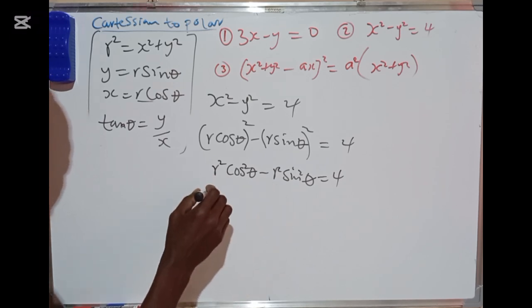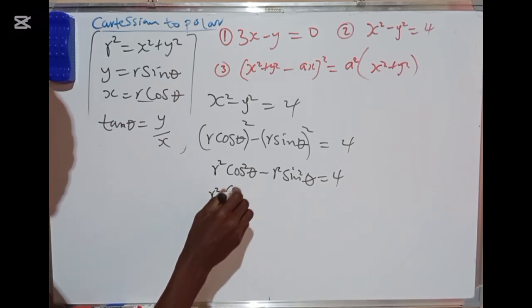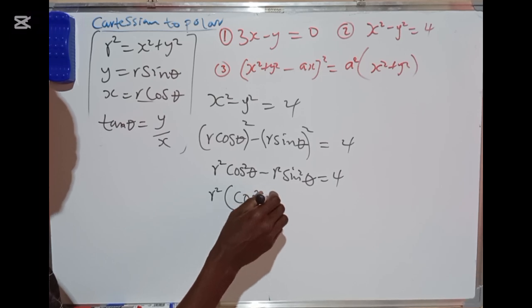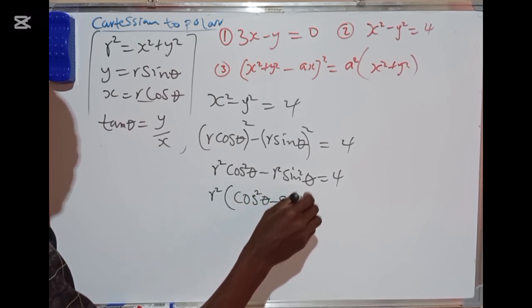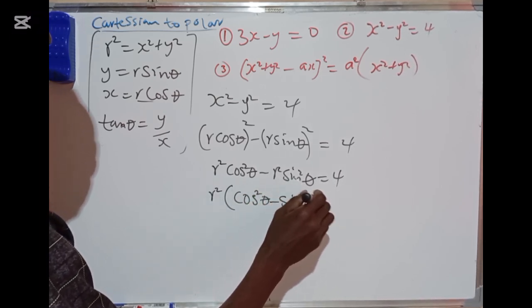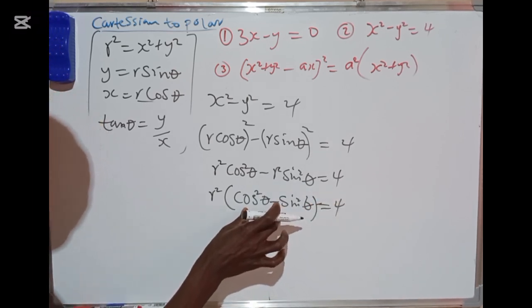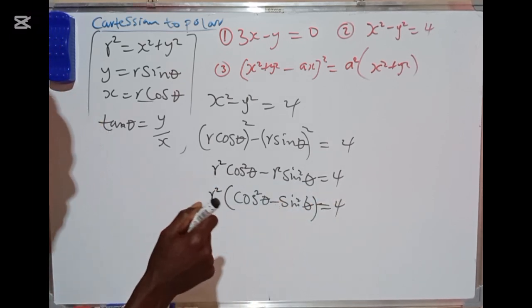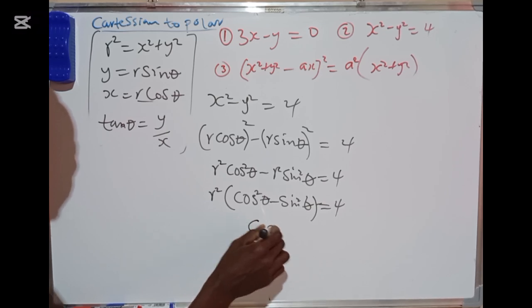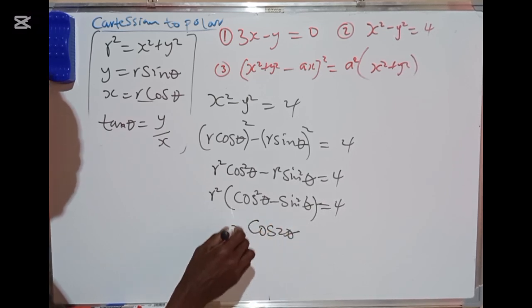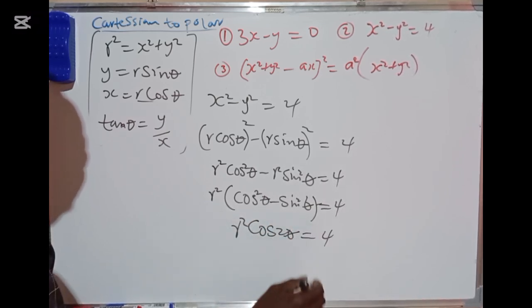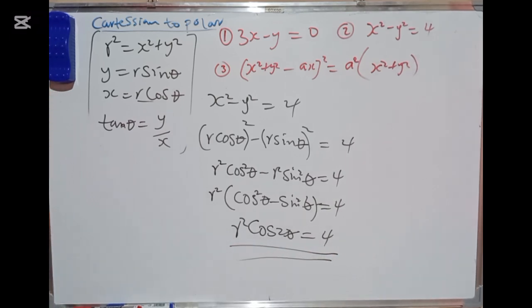So from here, we now factor out r square, and we have r square times cos square of theta minus sine square of theta, close bracket, is equal to 4. Now this identity, cos square theta minus sine square theta, you remember is equal to cos 2 theta. So r square cos 2 theta is equal to 4. This is the polar form of x squared minus y squared is equal to 4.